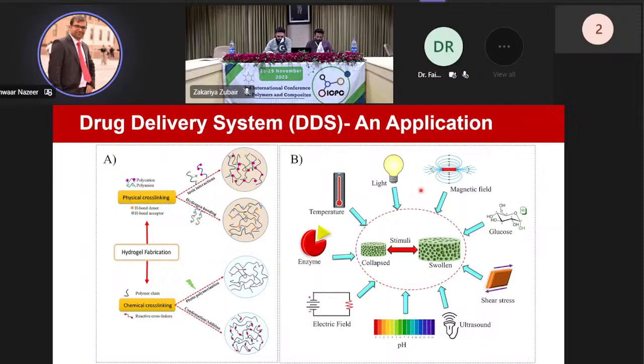Whenever we change the values of these stimuli, these drugs or entrapped molecules can be released or just remain entrapped. So basically, the drug delivery system works in this way.